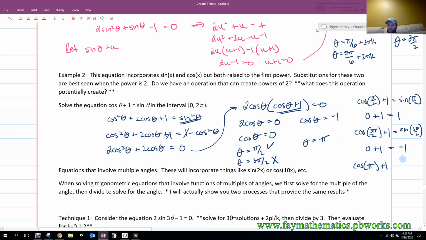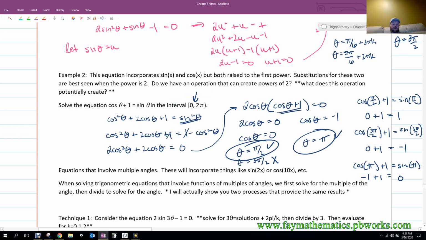And then I'll try cosine of pi. Cosine of pi plus 1, does that equal the sine of pi? Well, cosine of pi is -1, plus 1, sine of pi is 0. Does that end up being true there? It is. So those two are my solutions. And those two are then inside that interval, so I don't need to do anything else within that problem.